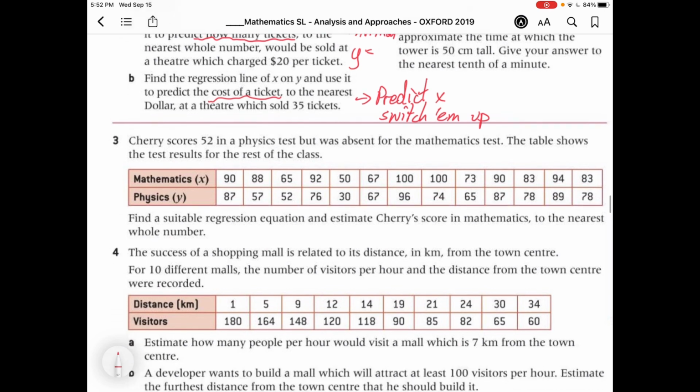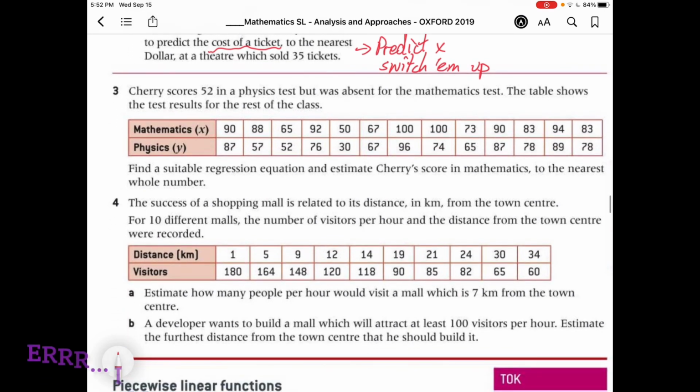There are questions that I want you to take a look at. There's 33, physics and math. Do physics marks depend on math or math depend on physics? It kind of depends on your perspective. That's why we have these two different types of regression. And then there's another one about distance and visitors.